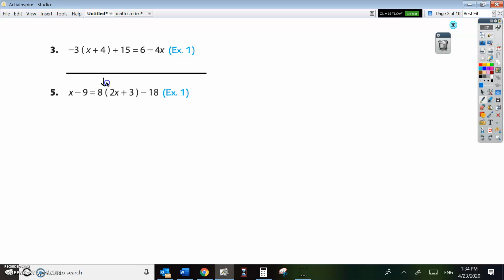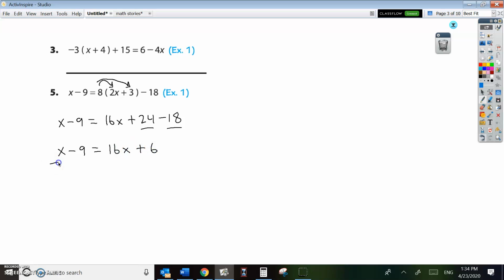This right here, 8 parentheses, that means multiply. So you have to distribute first. So do 8 times 2x and do 8 times 3. X minus 9 equals 16x plus 24 minus 18. Now let's combine these two things before we do anything else. X minus 9 equals 16x plus 6.